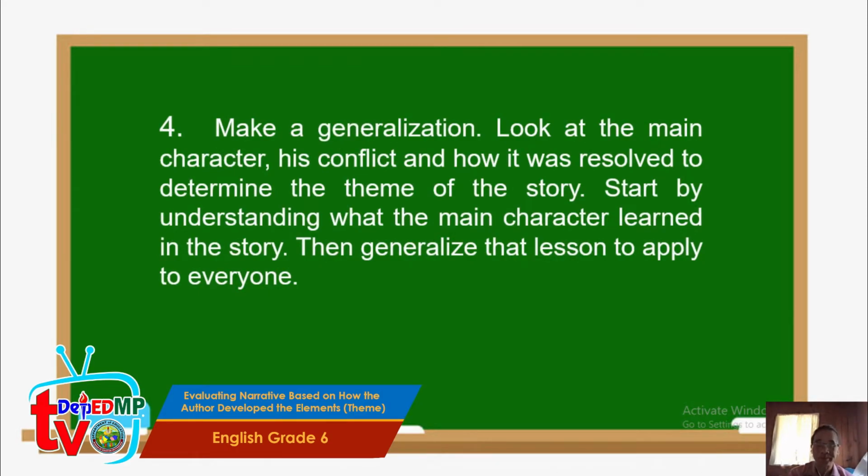Number 4, make a generalization. Look at the main character, his conflict, and how it was resolved to determine the theme of the story. Start by understanding what the main character learned in the story. Then, generalize that lesson to apply to everyone.